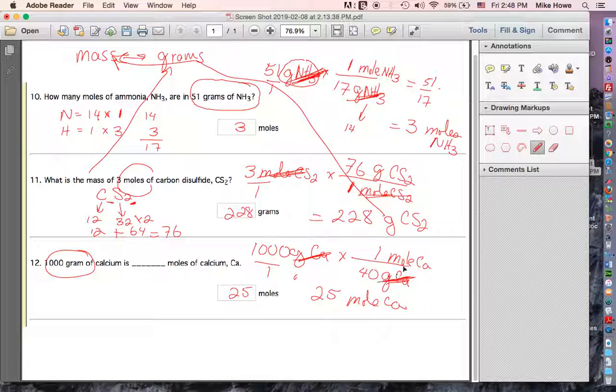Now in all 3 cases, what we really did was multiply by 1. Because 1 mole is 40 grams, we could say that they're equal to each other, therefore they're 1. So you're really setting up a ratio equivalent to 1. Same thing here. 76 grams is 1 mole. And up here, 1 mole is 17 grams.